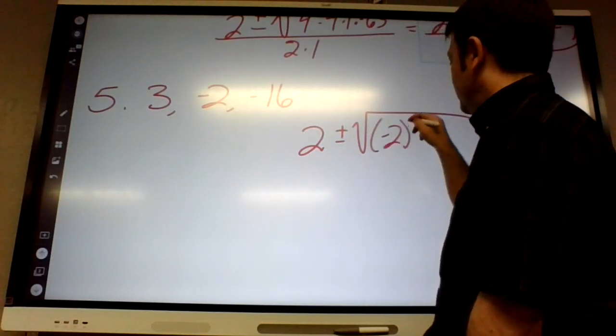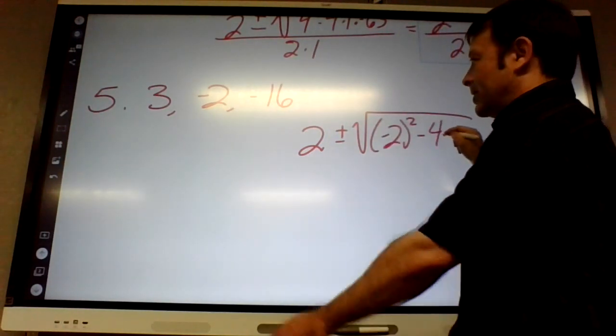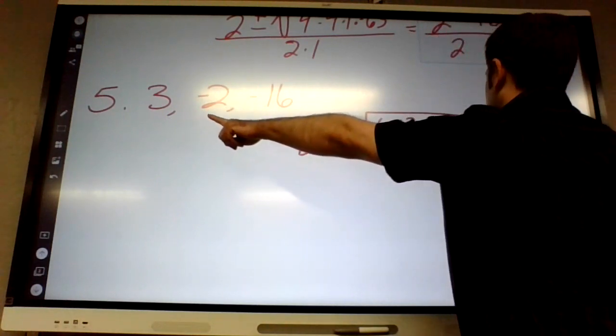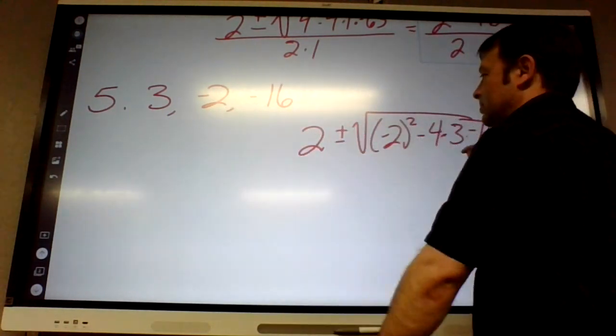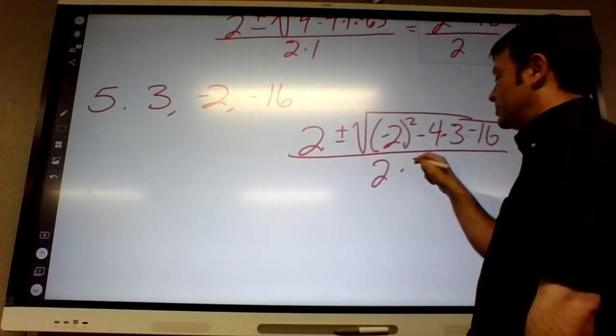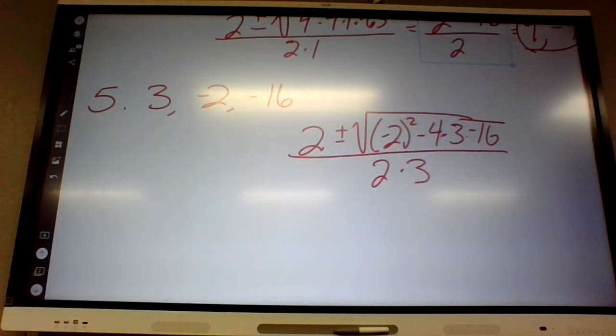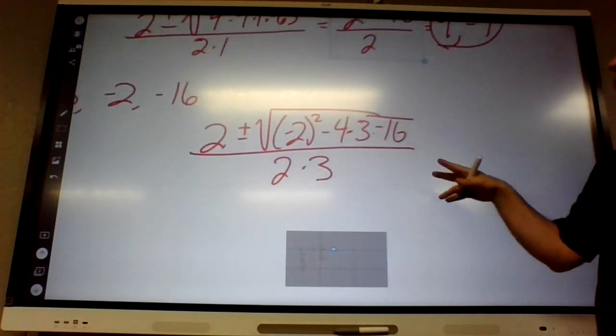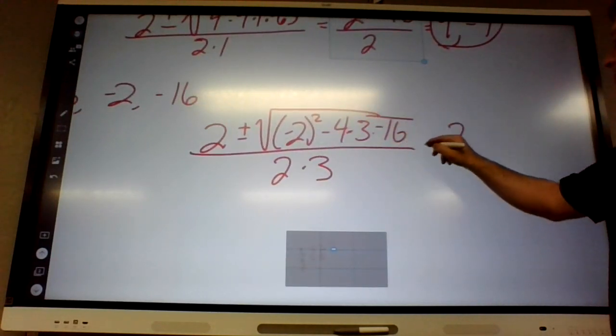I guess I'll go ahead and write it all down. Minus 4 times A times C over 2 times A. 64 times 3 is 196. I think the square root part comes out as 14 on this one.